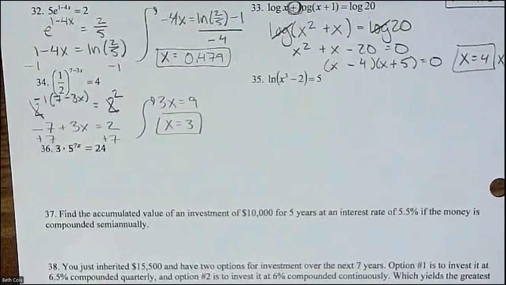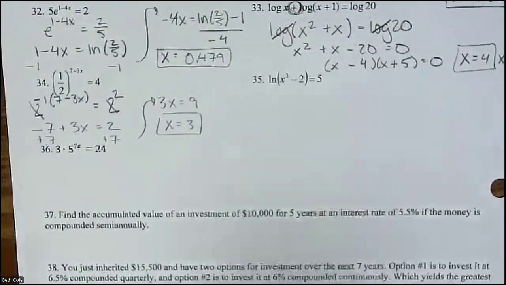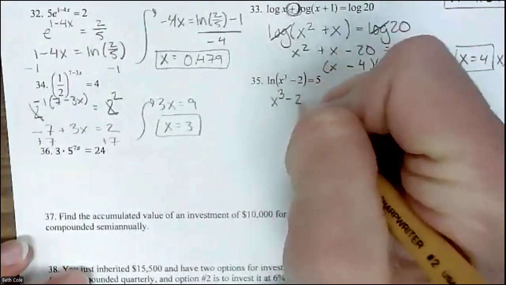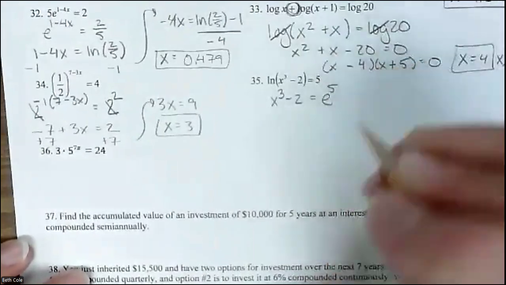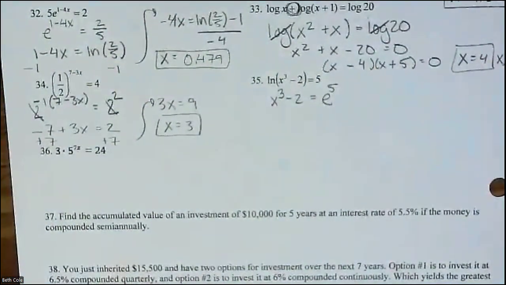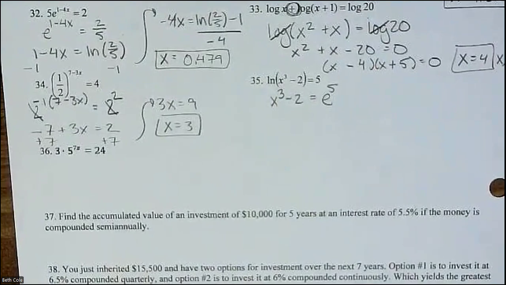I don't think 35 is that hard either. When you see ln, how do you cancel that out? E. You're going to have x cubed minus 2 equals e to the 5th. Common mistake I get with this is people put 5e. That's not what it is. It's exponential. You need an exponent. It's e to the power 5.